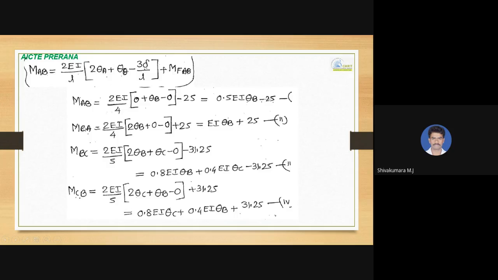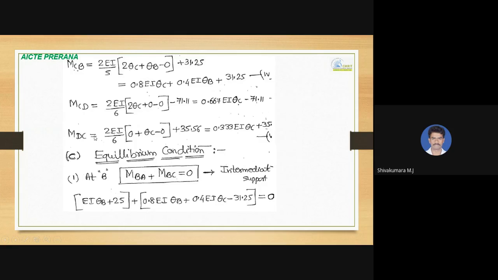And MBA, in the same manner, if you take, that is MFBA. MFBA is plus 25, and in place of theta B we should write 2 theta B plus theta A minus 3 delta by L. So 2 theta B, and theta A is 0, delta is 0. We'll get equation 2. In the same manner, if we apply this basic equation for all other spans, we'll get equations MAB, MBA, MBC, MCB, and then MCD and MDC. So totally 6 equations we'll get.